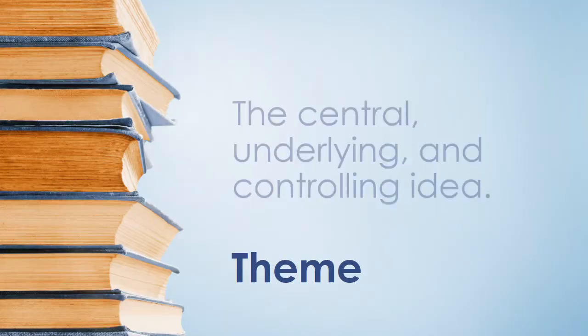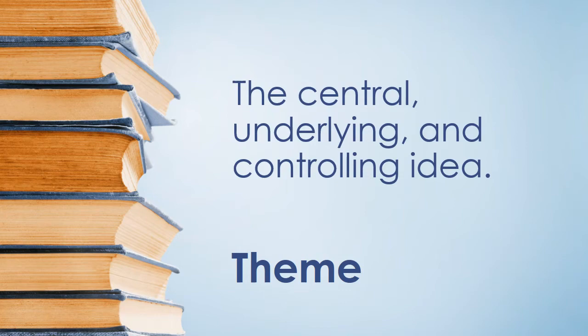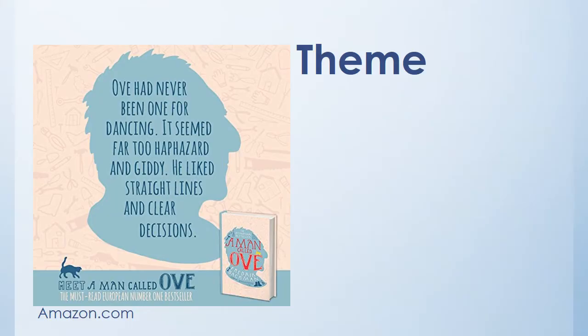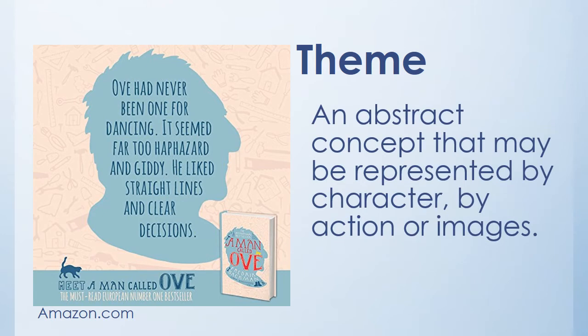That leads us to theme. Theme is a central, underlying, and controlling idea of a text. Now this summer I read several books by Fredrik Backman. He's a wonderful Swedish author, and he writes with these wonderful quirky characters. I highly recommend the book. So I want to use a few of his ideas to talk about how to write a theme statement. A theme statement is an abstract concept that may be represented by character, by action, or images.